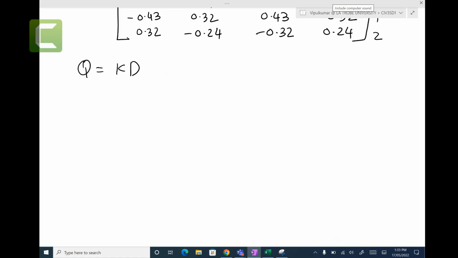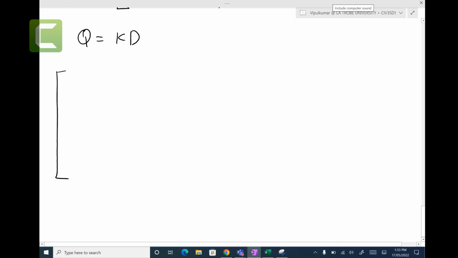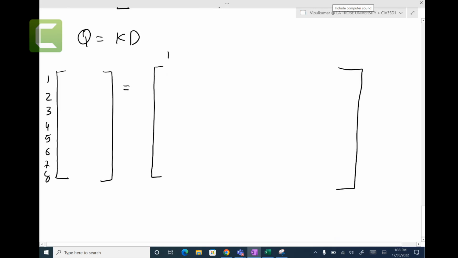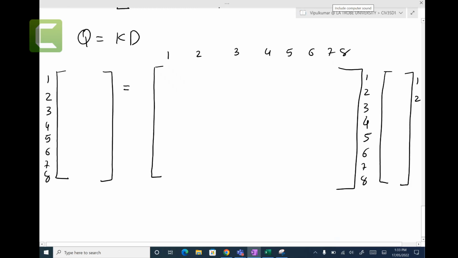So in this one, we will have this big force matrix, which is 1, 2, 3, 4, 5, 6, 7, and 8. You with me? Because we have 8. And then you have the K matrix, which is also a big one, 1 to 8 in rows and 1 to 8 in columns. And that is the D matrix. Again, 1, 2, 3, 4, 5, 6, 7, and 8. Okay, so this is Q, K, and D.